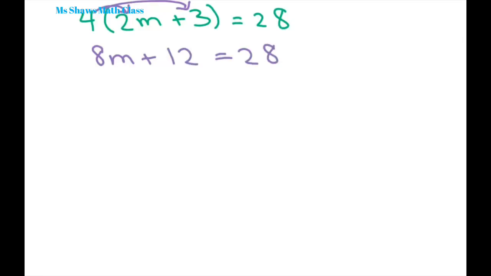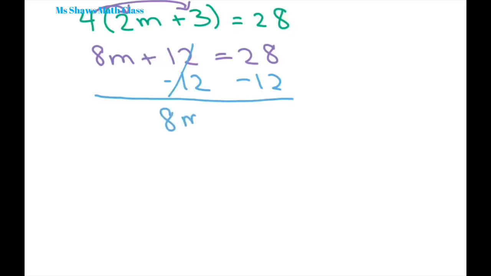Now we're going to use our subtraction property of equality. So that's just going to zero out. So you get 8m equals 16. Use your division property of equality. Divide both sides by 8. 8 divided by 8 is 1. And 1 times m is m. So you get m equals 2.